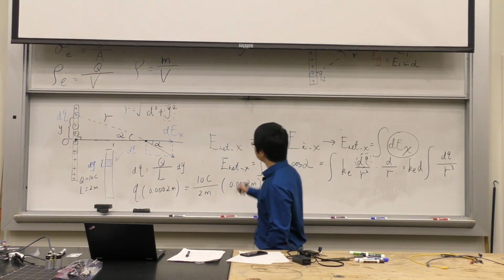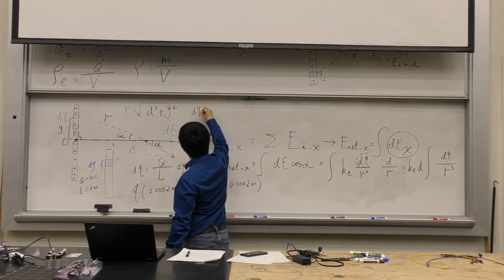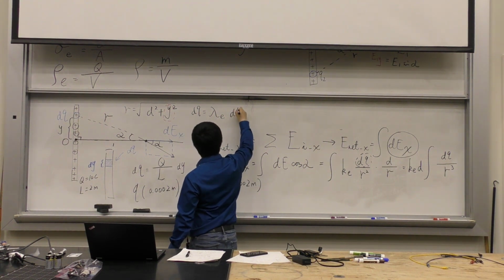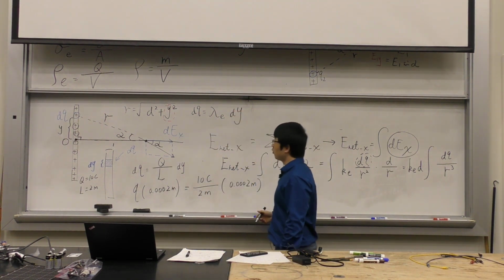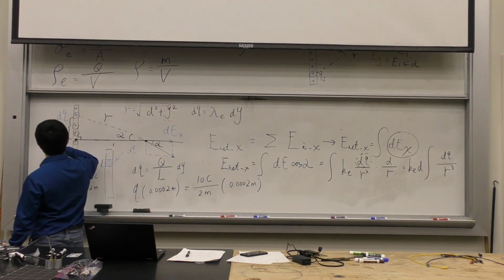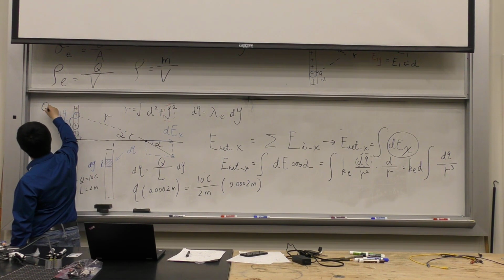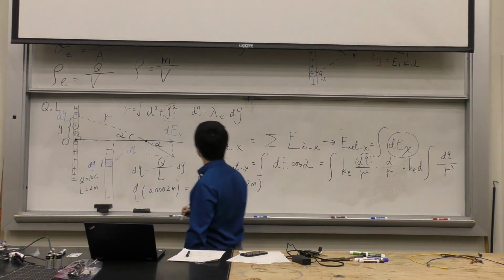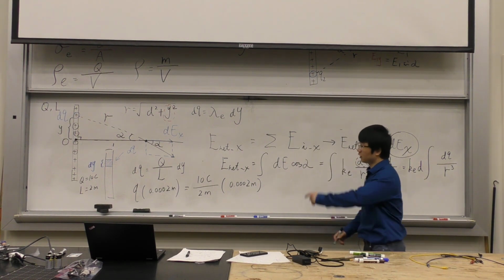So we're done. dq, I can write as the linear charge density times dy. Of course, this linear charge density is going to be the total Q divided by the total length L. That's what I'm going to do, but I can use this symbol.